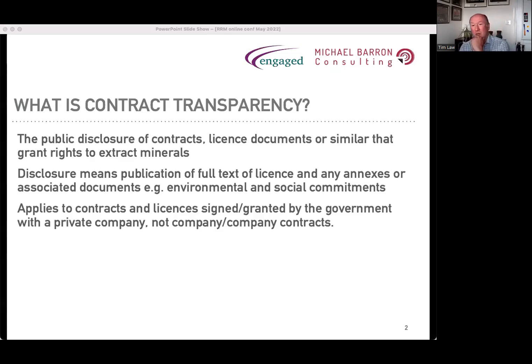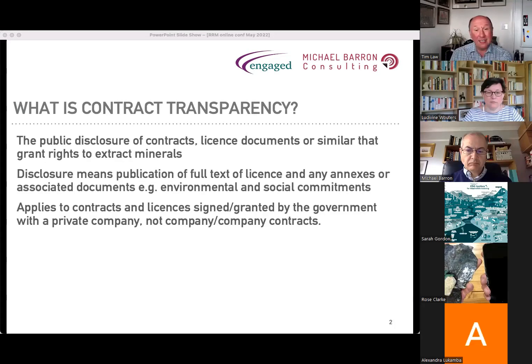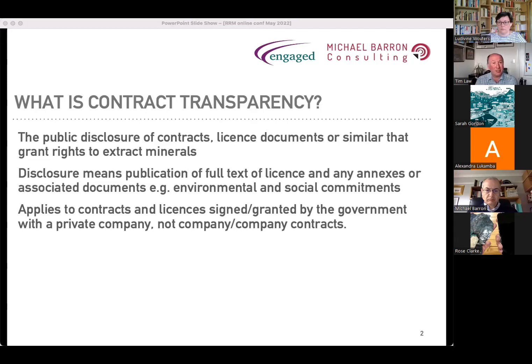Is the public disclosure of contracts, licenses, and other similar documents that grant rights to extract minerals. So in some jurisdictions, it will be a regime where the extractive sector is governed by contracts. In other jurisdictions, it may be more like a license regime or permits. And I appreciate we're talking about minerals here, but in the oil and gas sector, it could be things like production sharing agreements. So it's that whole range of contracts and legal documents which govern the extractive sector. In some cases, that can also mean those which cover the exploration phase as well as the extraction phase.